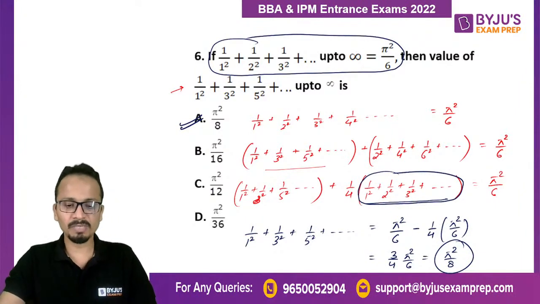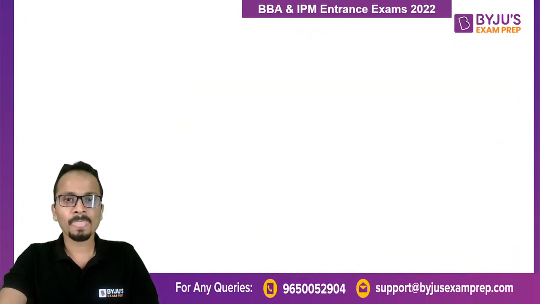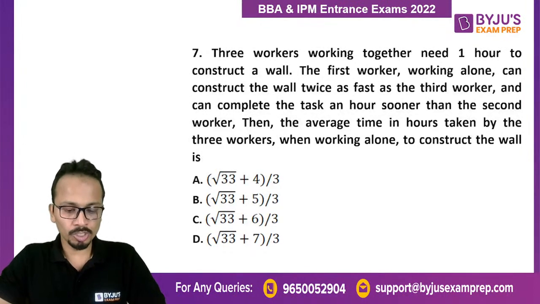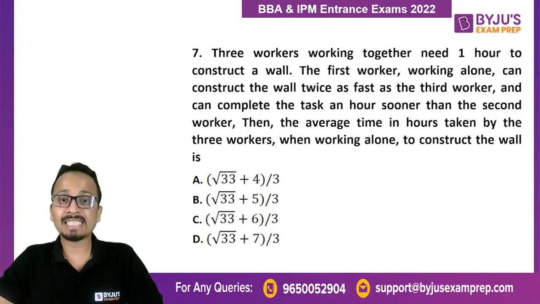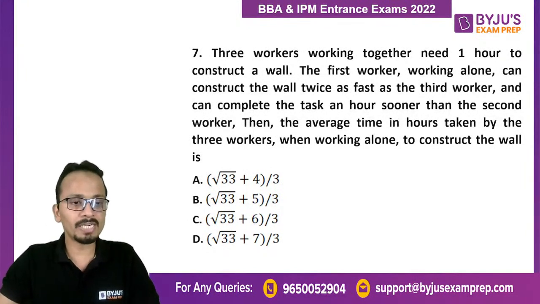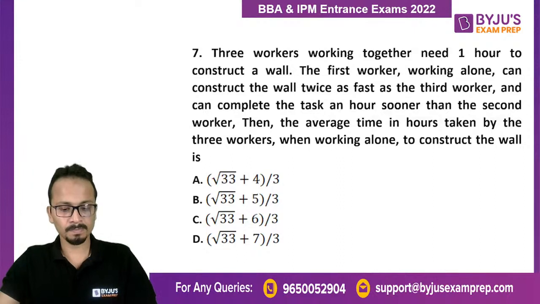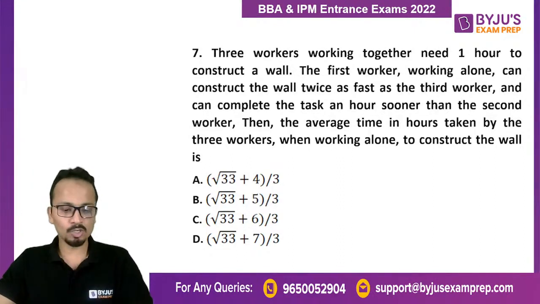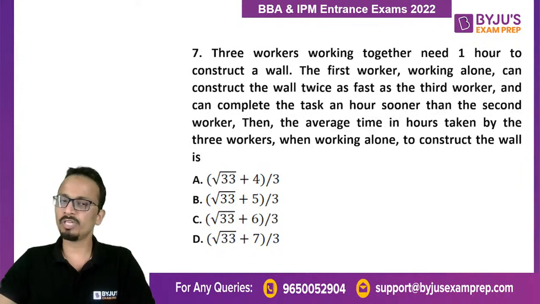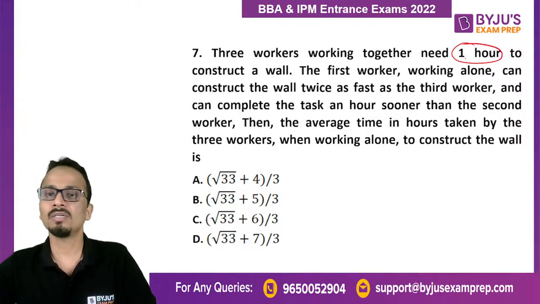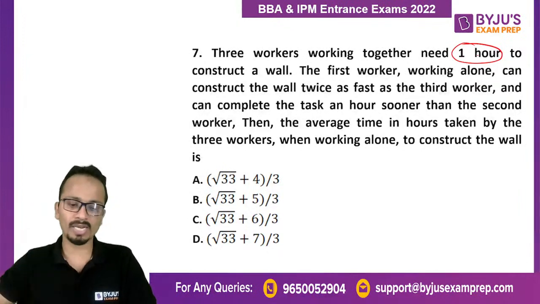All right. So let me continue. Question number 7. A wonderful question based on time and work. So let's read it out. 3 workers working together need 1 hour to construct a wall. So 3 workers together will finish this work in 1 hour.